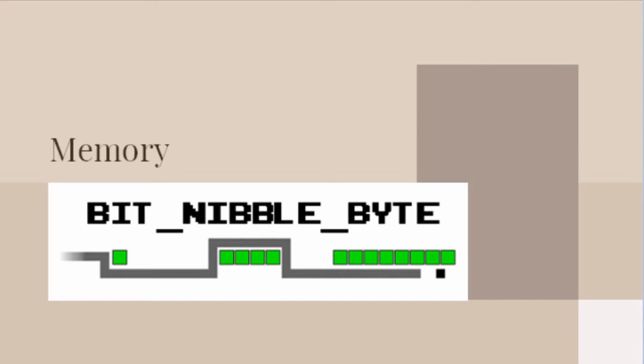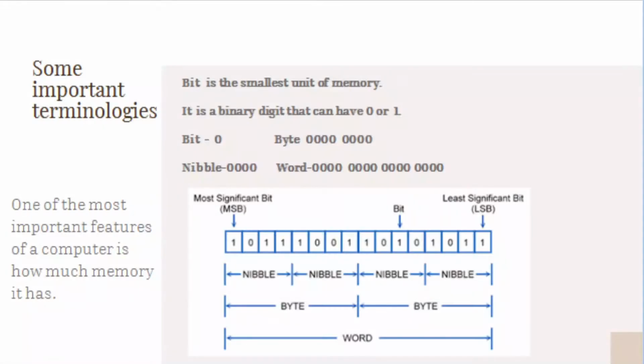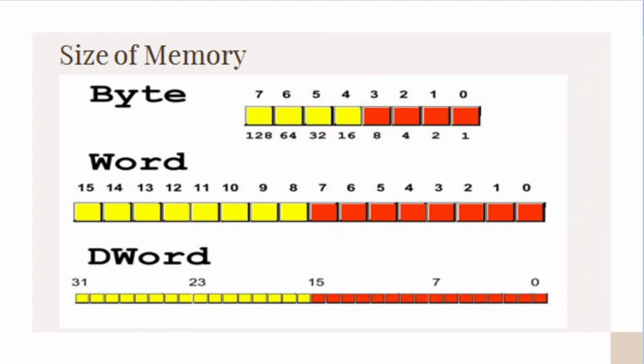Memory is an important feature of a computer. The more memory a computer has, the more powerful it is. A bit is the smallest unit of memory. It can have values 0 or 1. A nibble is defined as 4 bits. A byte is defined as 8 bits. A word is defined as 16 bits or 2 bytes. A double word is defined as 32 bits.